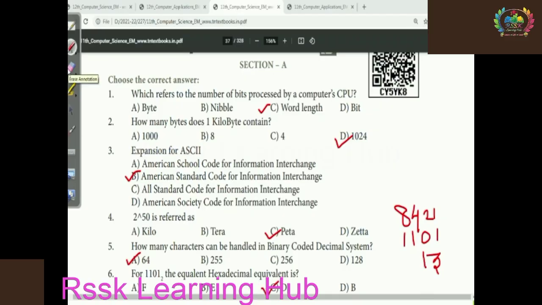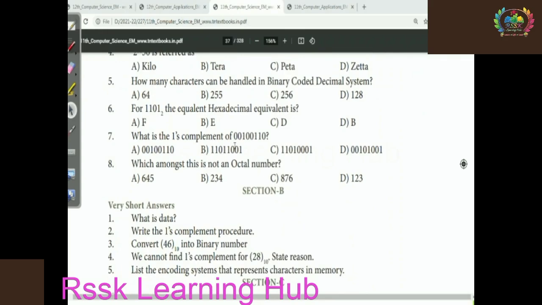Okay. Next question, what is the one's complement of the value? The 7th question: what is the one's complement of 00100110? One's complement means you have to reverse the bits. So 0, 0 becomes 1, 1; 1 becomes 0, 0, 0; so 1, 1, 1, 0. So 0 becomes 1. So the answer will be B. Which among these is not an octal number? Octal number conversion is a 3-bit grouping. You have to convert and check. So the answer will be 876. This number will not be an octal number.